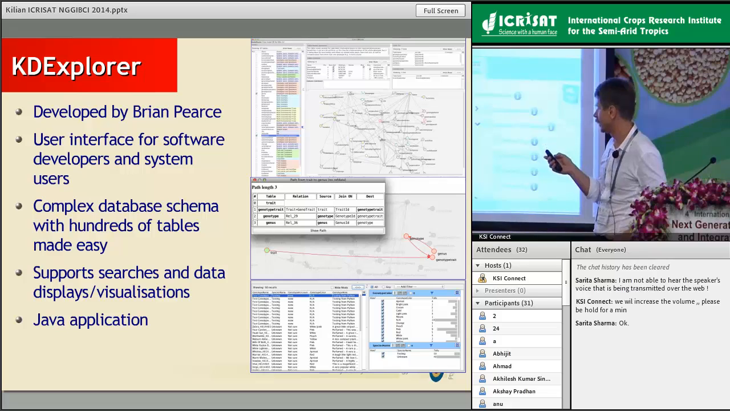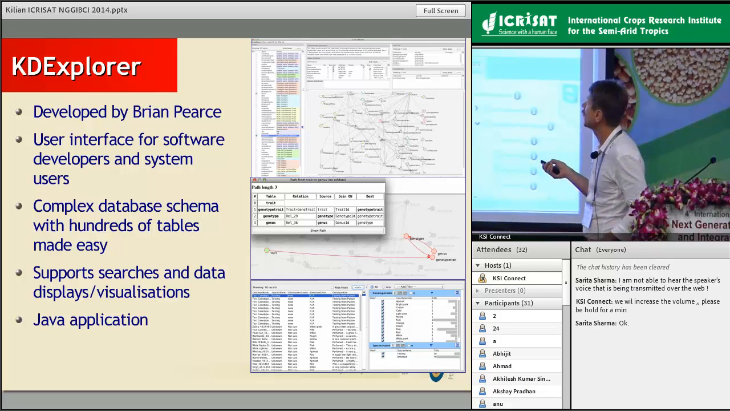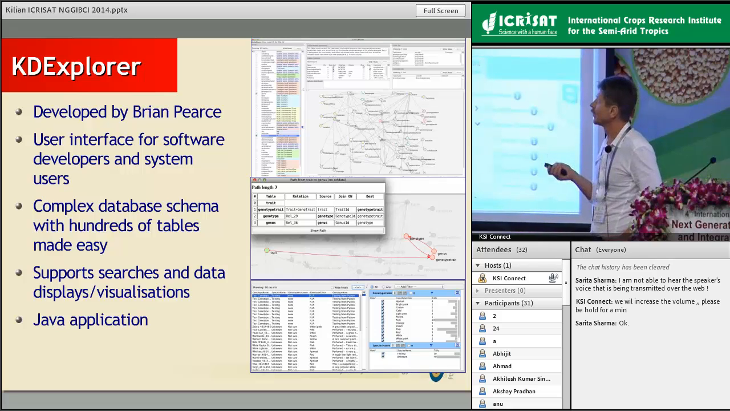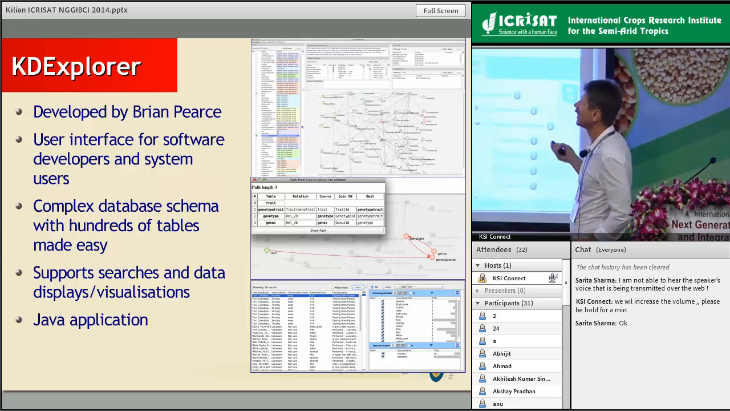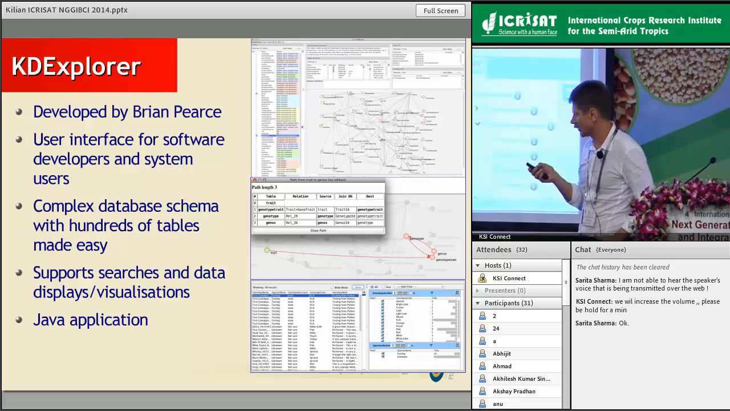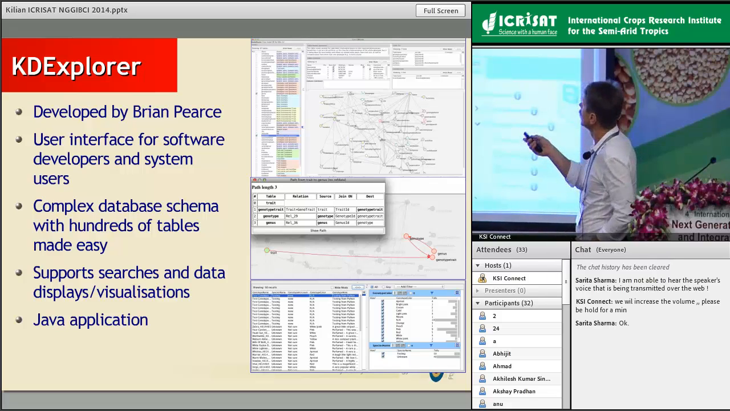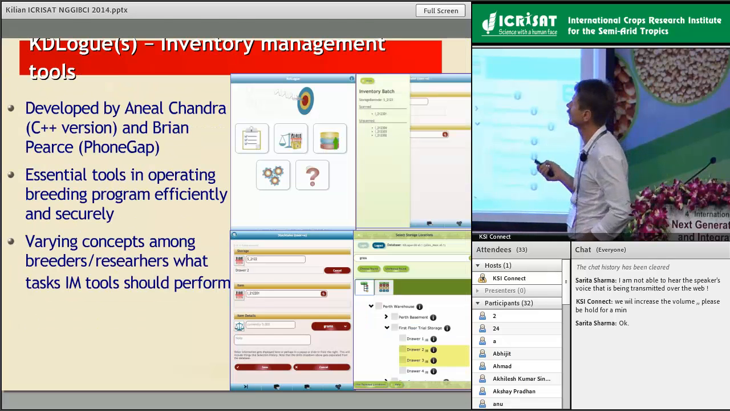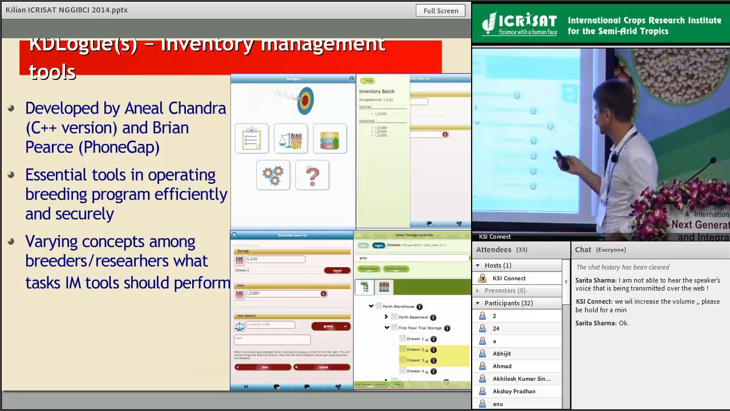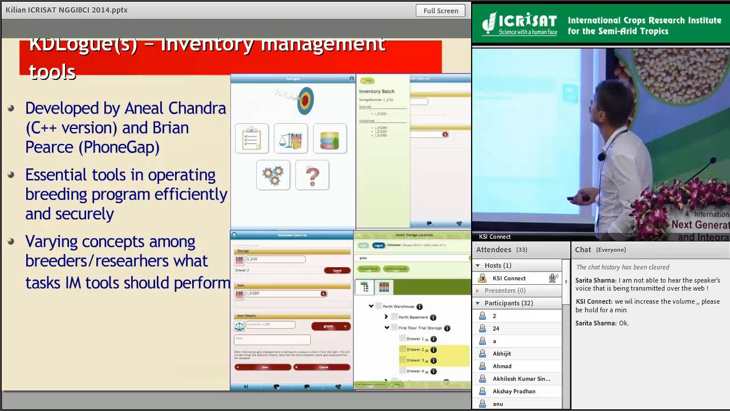So that's a very useful application for the platform development going into the future. KDLog, our inventory management system, is an essential tool for operating a breeding program. Inventory management is essential for efficient operation of any breeding program, and this technology was developed. Actually, we have two different user interfaces because inventory management has different meaning to different people. So we have a C++ version and also a PhoneGap version.